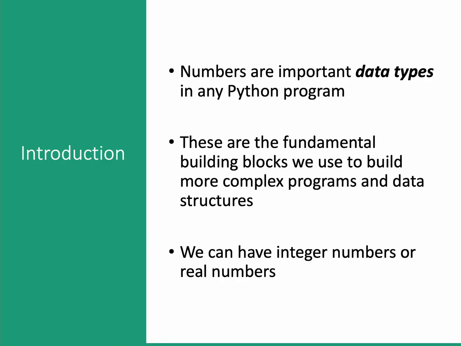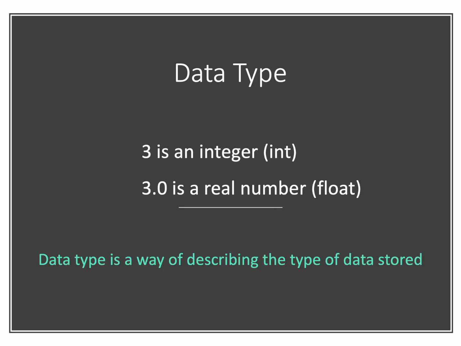Now, numbers are an important data type in Python programs. So this means that we can assign a number, and we have multiple types of numbers, into a variable. And the type of number we use is called a data type. So these are the fundamental building blocks we're going to use to build much more complex programs and data structures. So we can use integer values or we can use real numbers. So let's have a look at what they are.